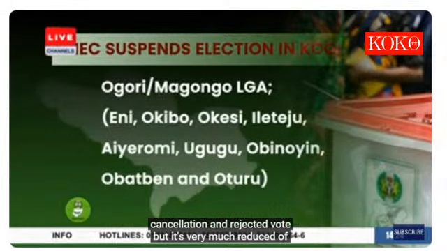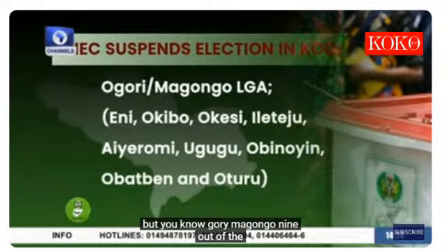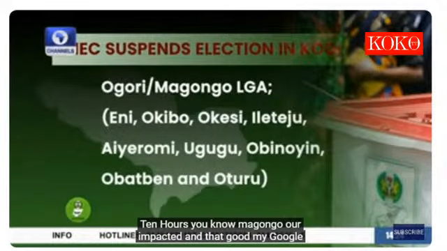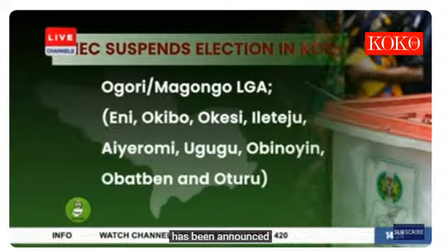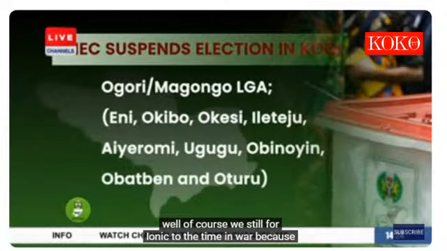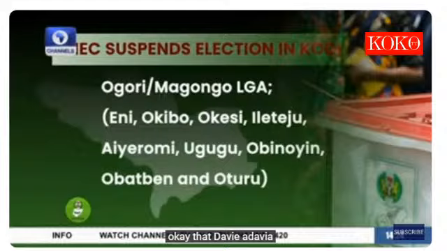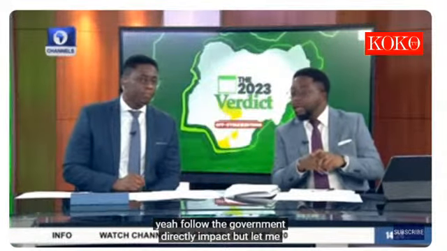Of course, these are suspensions based on what INEC announced about Ogori Magongo. 9 out of the 10 RAs in Ogori Magongo were impacted, and Ogori Magongo is being announced, but of course, we're still waiting for INEC to determine what becomes of Okene. And so, therefore, look, okay. Is that Davi? Yeah, Davi. 4 local governments that are directly impacted.